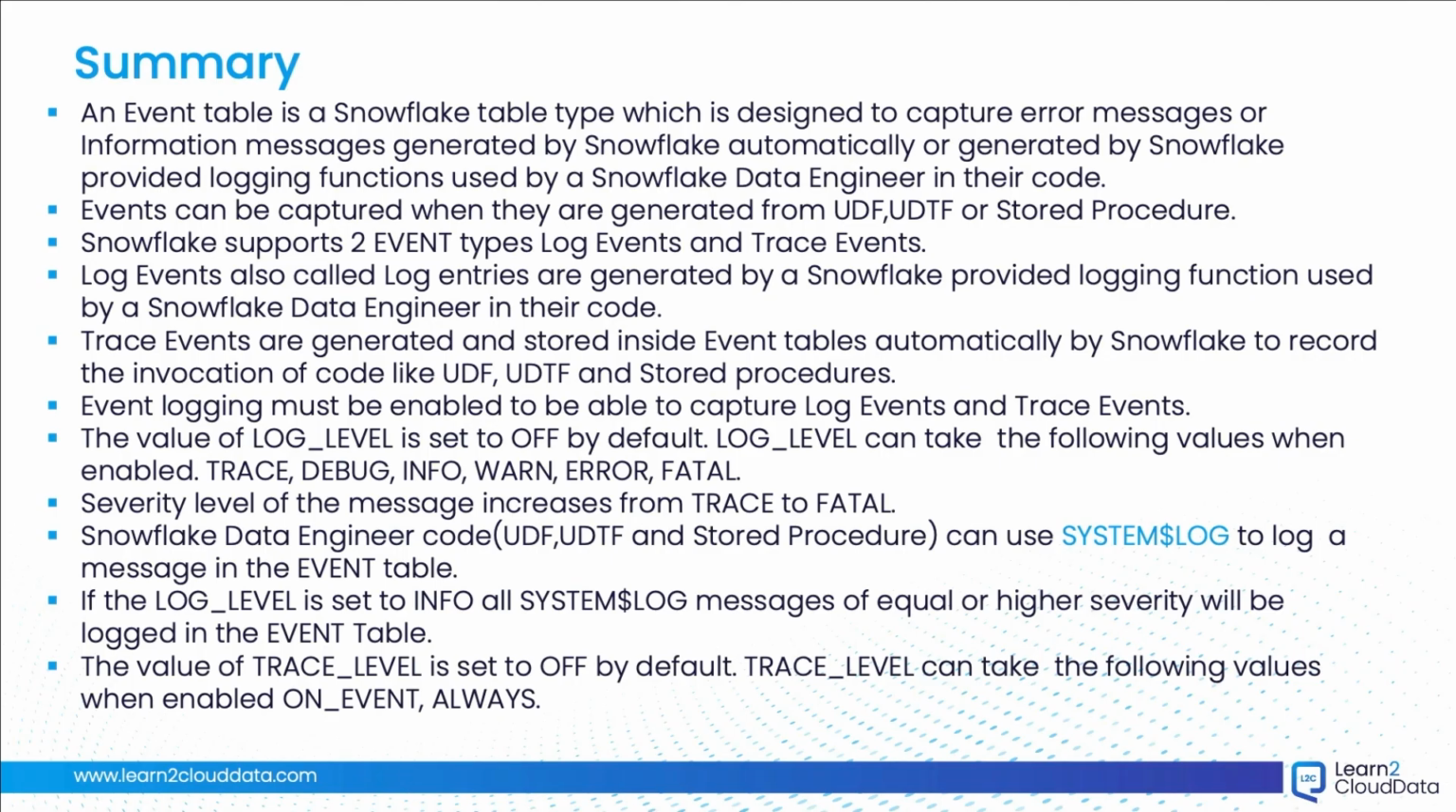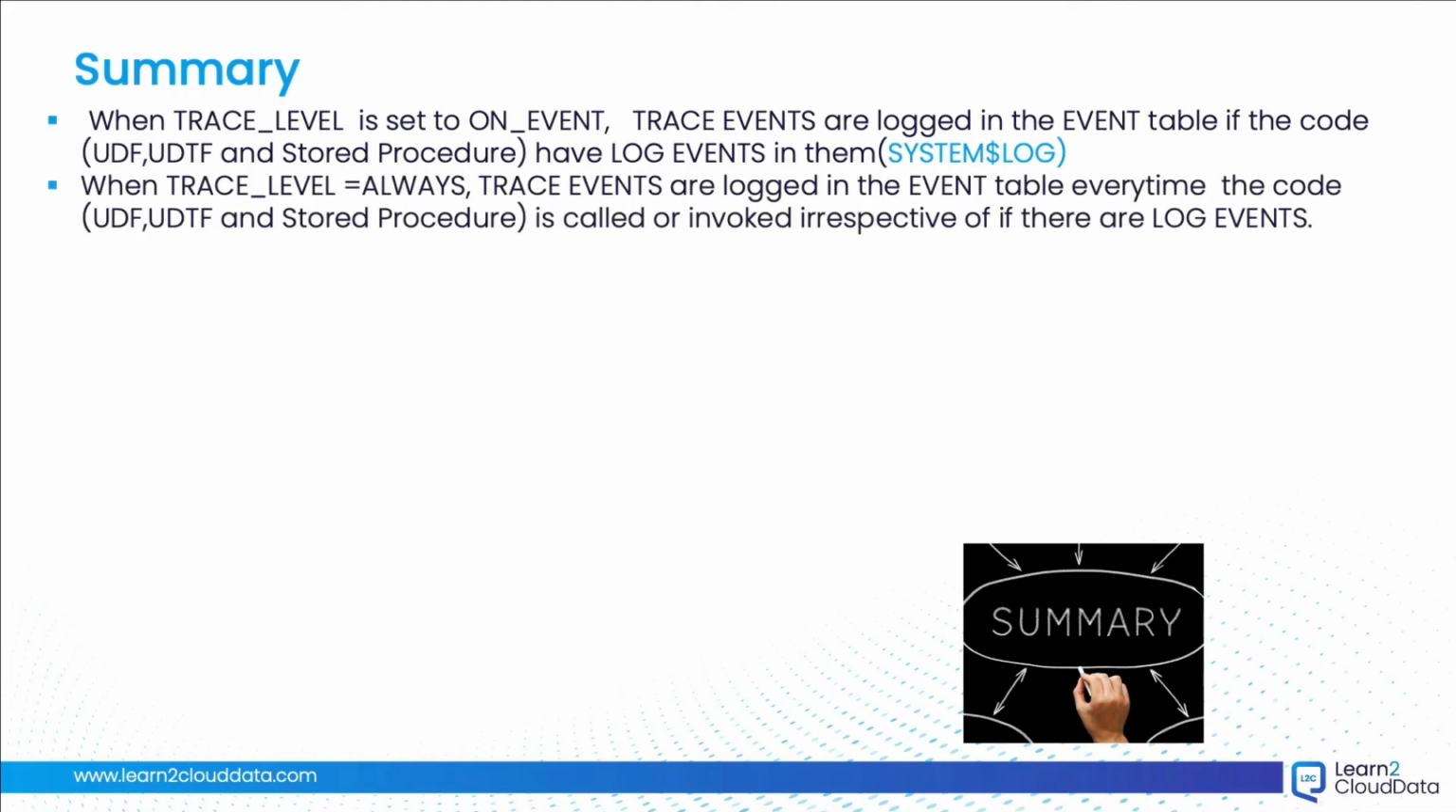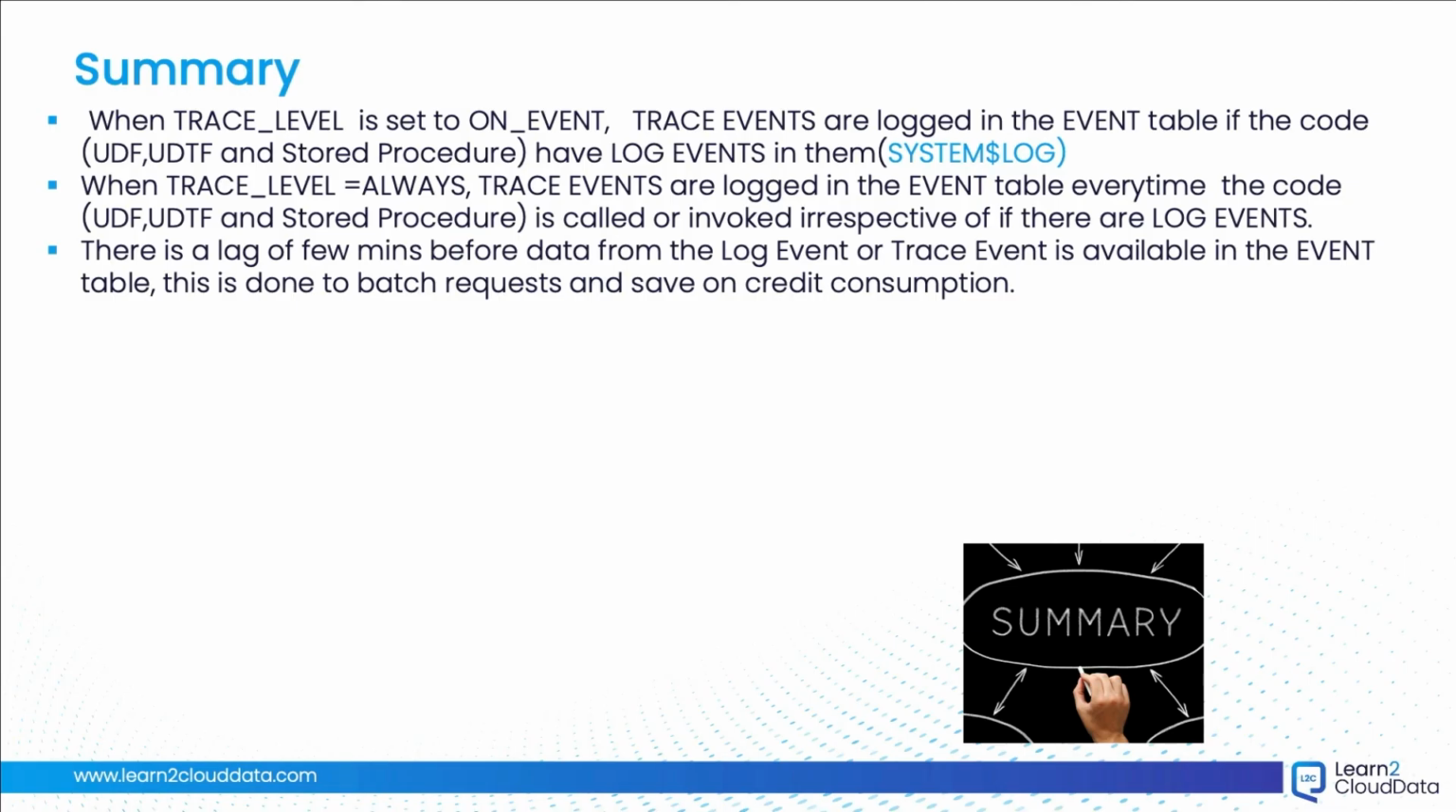Trace level can take the following values when enabled: on event and always. When the trace level is set to on event, trace events are logged in the event table if the code has log events in them. When the trace level is set to always, trace events are logged in the event table every time the code is called or invoked, irrespective of if there are log events. There is a lag of few minutes before data from the log event or trace event appears. This is done to batch requests and save on credit consumption.